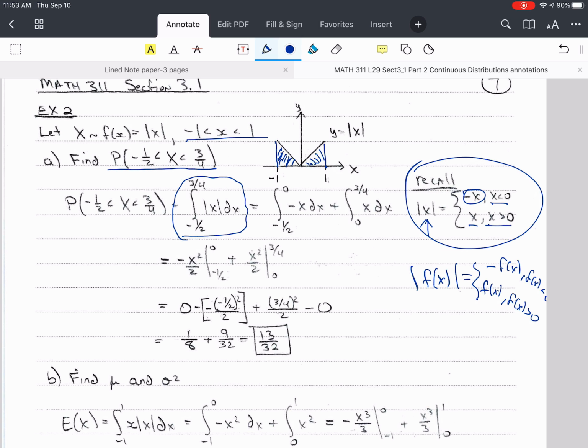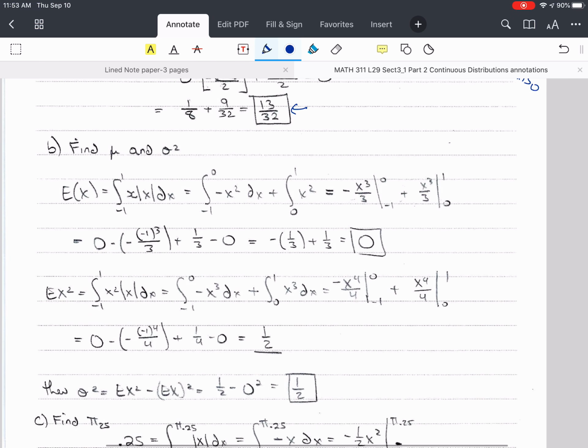All right. So we break this out, and on the interval where x is negative, from negative 1/2 to 0, we make this negative x dx. And on the interval where x is positive, we make it positive x dx. And so we evaluate this integral, and with a little algebra and basic math, we end up with 13 over 32. I hope you'll take time to work through that on your own and make sure you understand it. Now, let's find the mean and the variance.